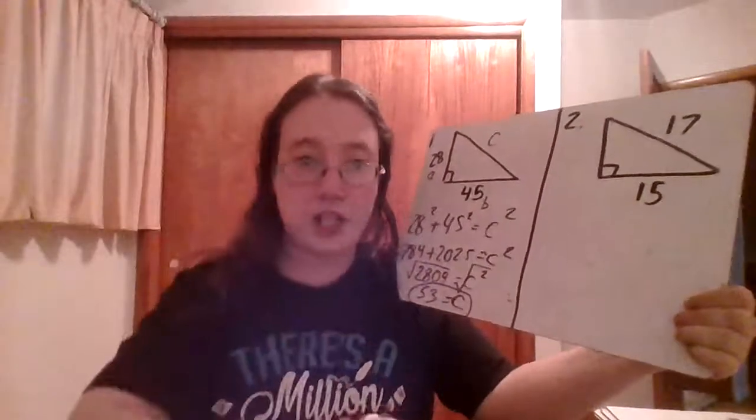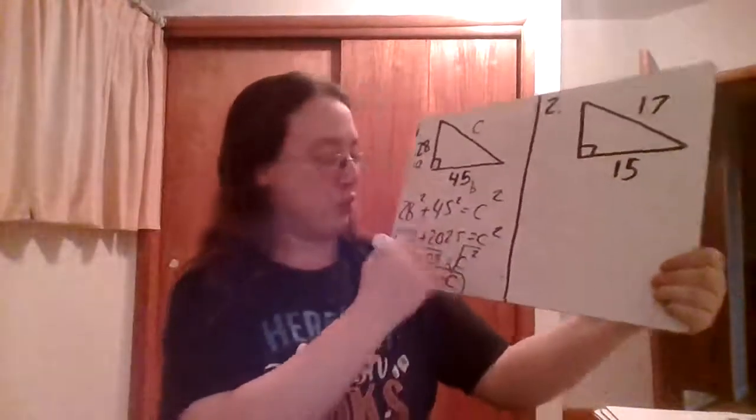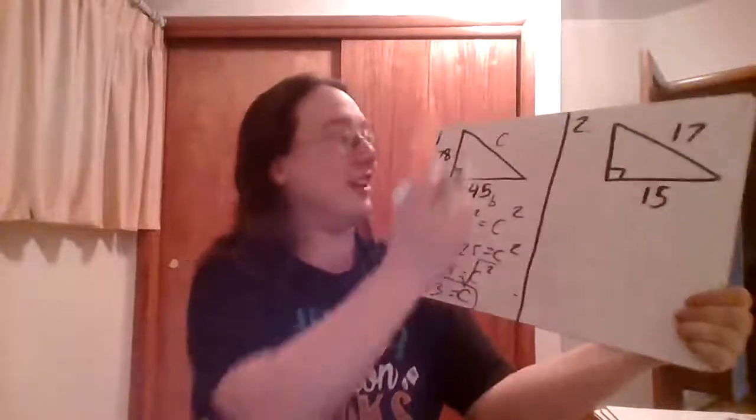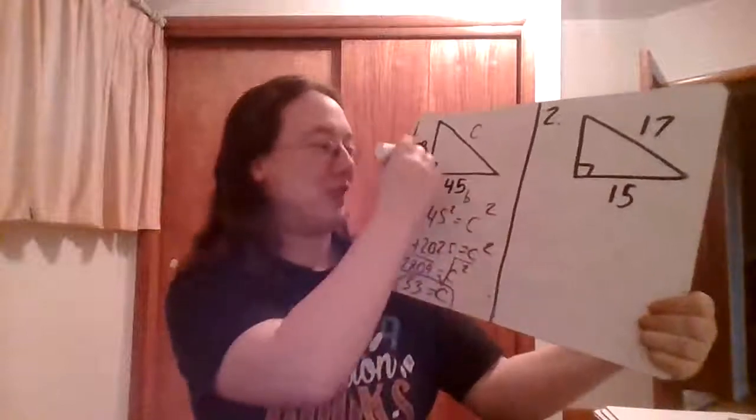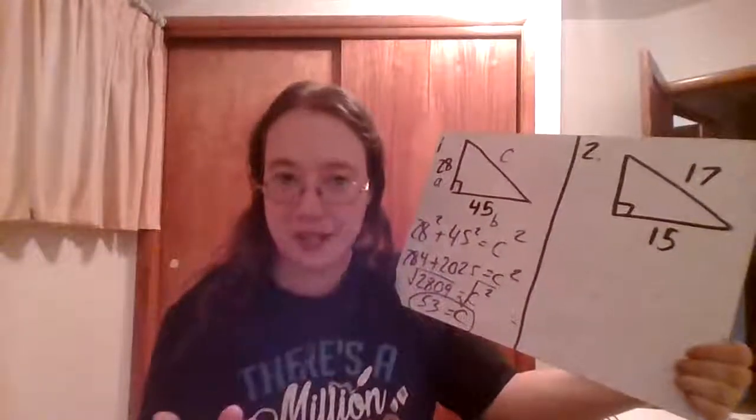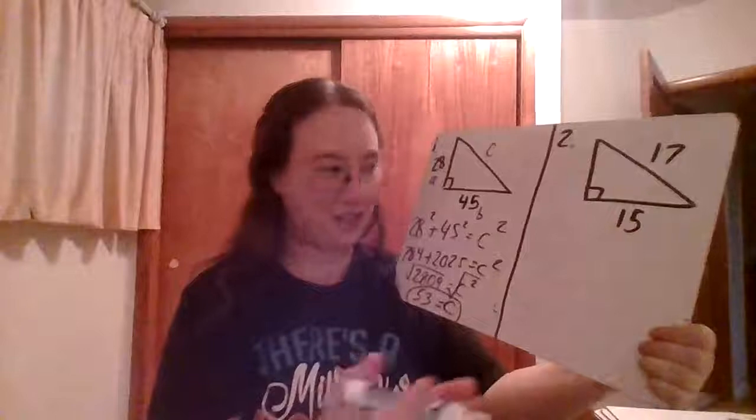And that's a good thing to watch out for, to make sure that you went ahead and square rooted that. If you just stopped at the 2809, obviously this is not the third side of a triangle where two of your sides are 28 and 45. That's way too big. That wouldn't be a triangle, let alone a right triangle.